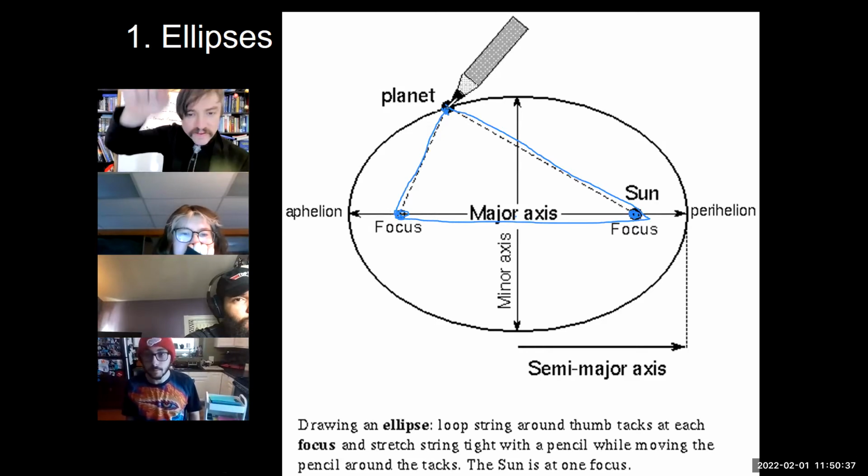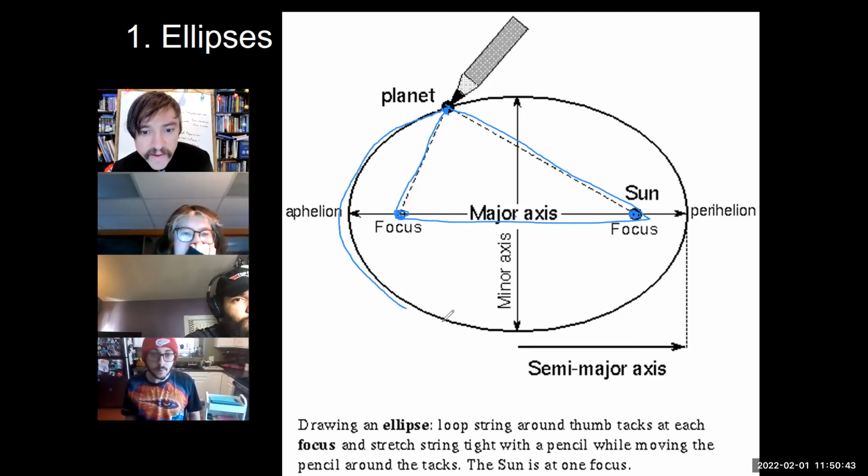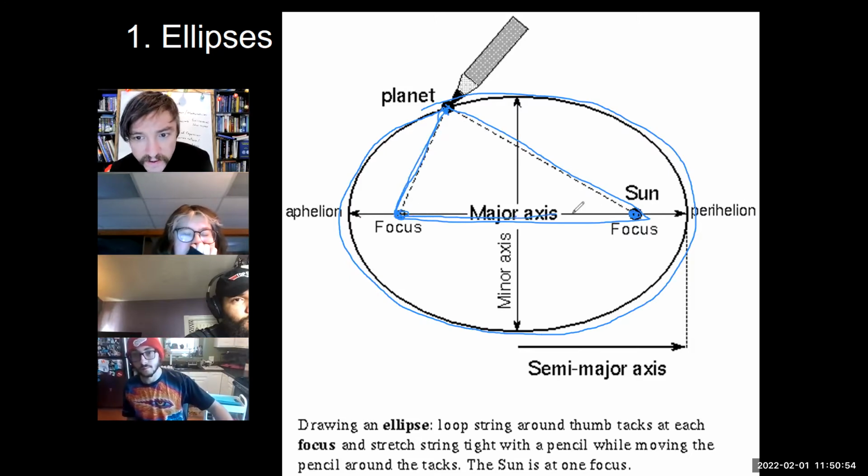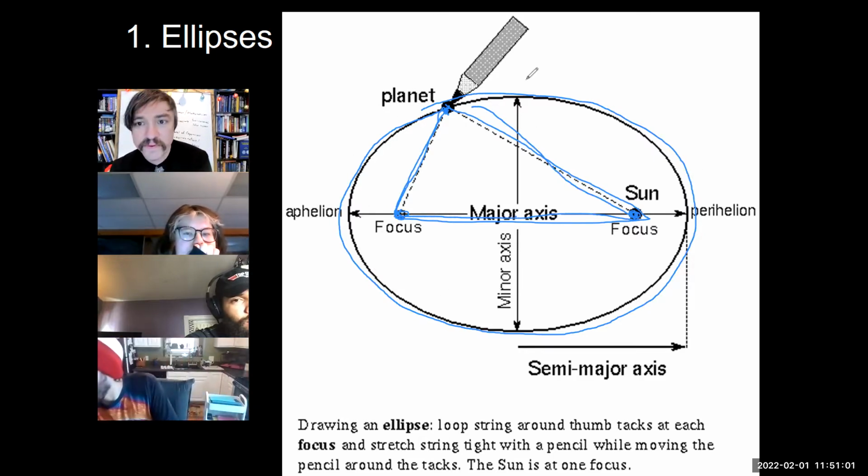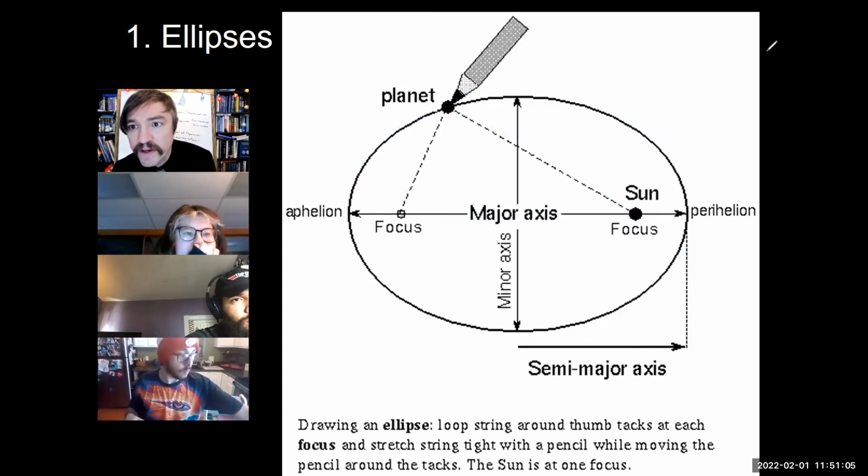And we're going to keep that string tight, keep that triangle at the same perimeter. And then as we drag the pencil around the paper, an oval shape will result, which is technically an ellipse. The mathematical definition of the ellipse is that this triangle here must maintain the same perimeter, no matter what point of the ellipse you are on. So it's easy and fun to make an ellipse. And why don't we start by making a cheater version on our notes here.